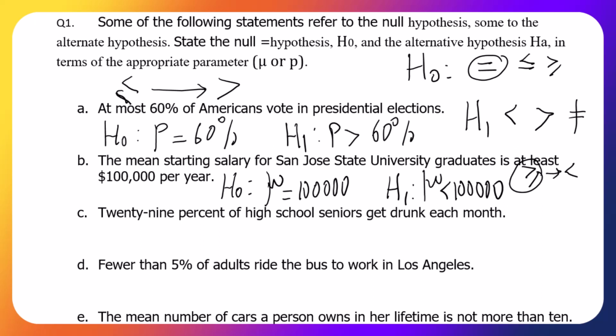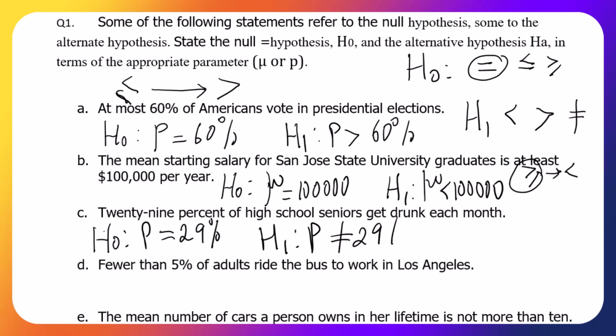C, 29% of high school seniors get drunk each month. So this is a percentage. You have to use P, and H1, the alternative, P. So equal is the 29%. And what would be the complement of equal? Not equal to 29%. All right.